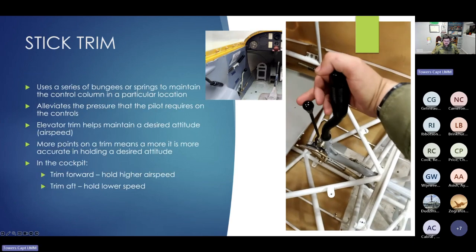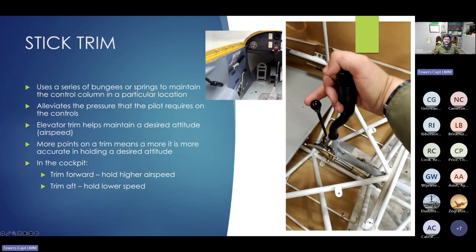Stick trim uses a series of bungees or springs to maintain the control column in a particular location. Stick trim alleviates the pressure that the pilot requires on the controls. Elevator trim helps maintain a desired attitude and therefore your airspeed. And the more points that you have on your trim, the more accurate it is in holding your desired attitude.